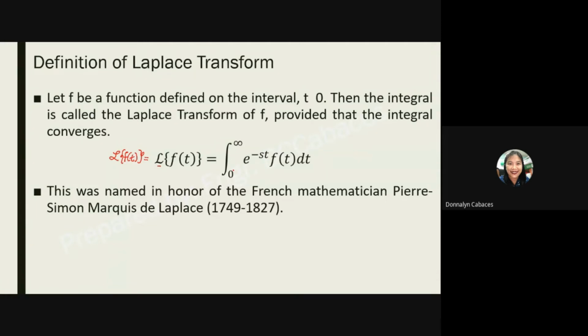If you want to see the derivation of those in your module of differential equations, some of the derivations are presented there. So you can check on the derivations. But for now, I will not go into derivation, but I will use the table of some elementary functions and their Laplace transform.